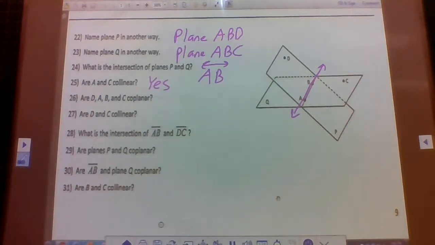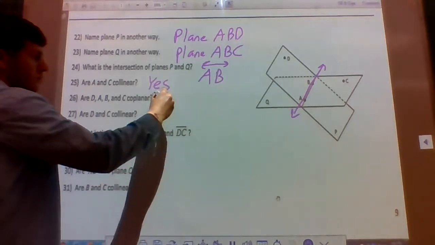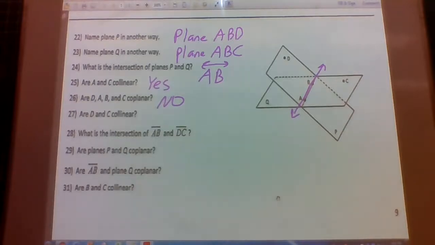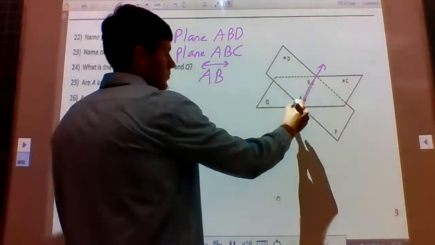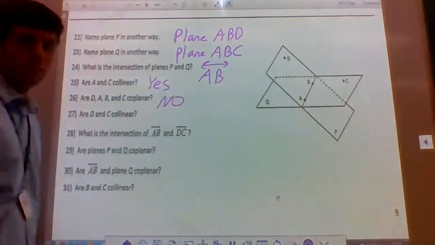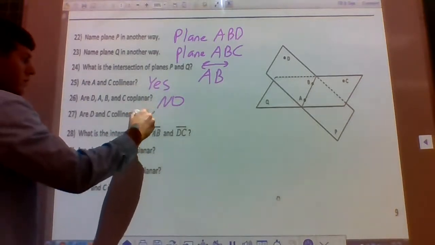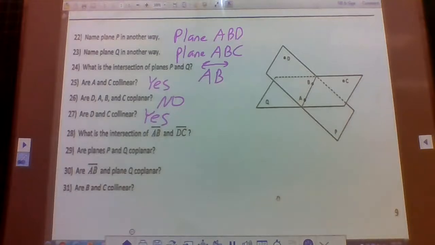Are D, A, B, and C coplanar? No. A, B, and C are all in plane Q, and there's only one possible plane that A, B, and C can be a part of, and that's plane Q, and we know point D is not part of that. We also know A, B, and D can only be part of exactly one plane, and that's plane P, and we know C is not part of that plane, so that's a definite no. D and C are collinear. Yes, any set of 2 points is always collinear. It's not drawn on there, but yes.